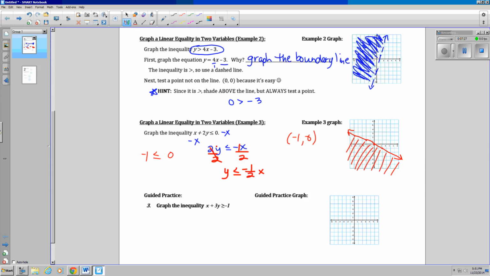Remember, it's greater than or equal to. Get it into slope-intercept form. You may talk to your neighbors, but that's supposed to be an arrow. Greater than or equal to. So you're going to shade above your line when you shade. It's going to be a solid line. So go ahead and pause the video and complete your graphing for the guided practice.